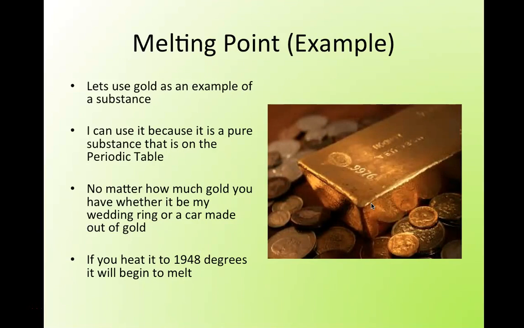If we take gold, I can use it because it's pure and it's on that periodic table. No matter how much gold you have, whether it be my wedding ring, don't tell Coach Strother I use that example, or a car made out of gold, or that gold block, it doesn't matter. If you heat it to 1,948 degrees, that's a lot, that's very, very hot, it's going to melt, okay? And when we melt that down, we don't really look at how much of the gold we have, we look at the temperature. So the temperature is the intensive physical property. So that 1,948 degrees, that temperature is that intensive physical property.